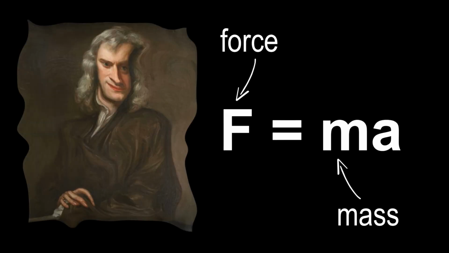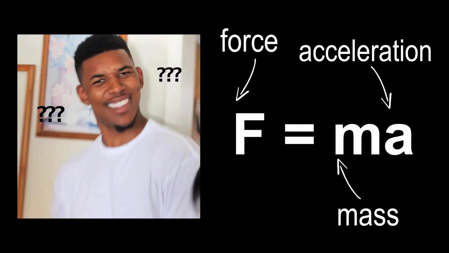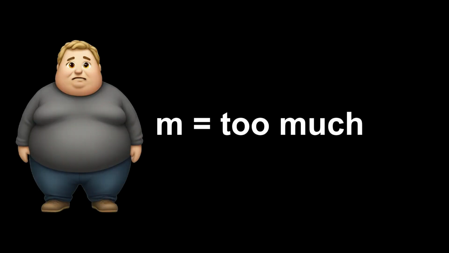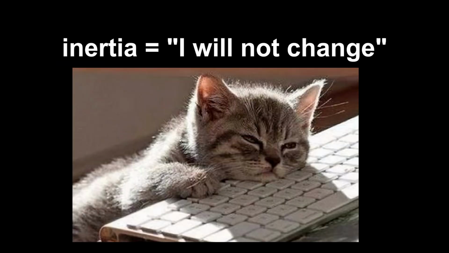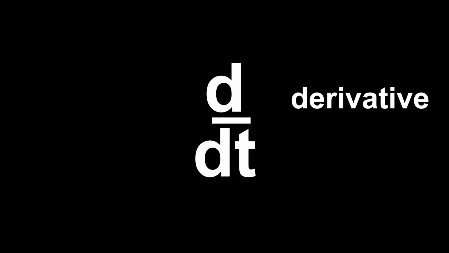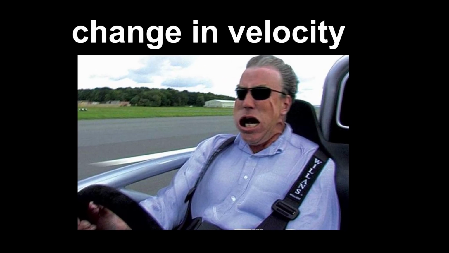One important thing he said is that force equals mass times acceleration. Now what do all these words even mean? Force is just a push or pull on something in a certain direction. Mass tells you how much of something there is, and it's also a measure of inertia. But we'll get to that later. An acceleration is the derivative of velocity with respect to time. But that's too many big words for my taste, so let's just say it's how fast velocity is changing.